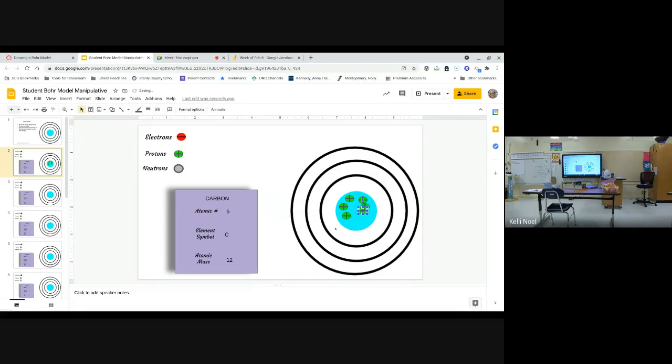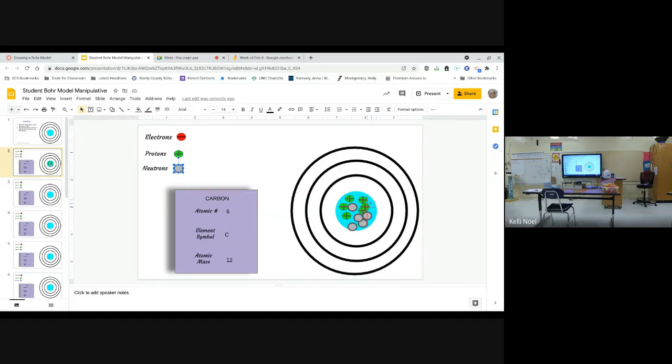All right, now to find neutrons, remember, I'm going to subtract atomic number from mass here. And this time it happens to be 6, so I'm going to drag 6 of these over. How many? 6, because 12 take away 6 is 6. See, 1, 2, 3, 4, 5, I need one more.